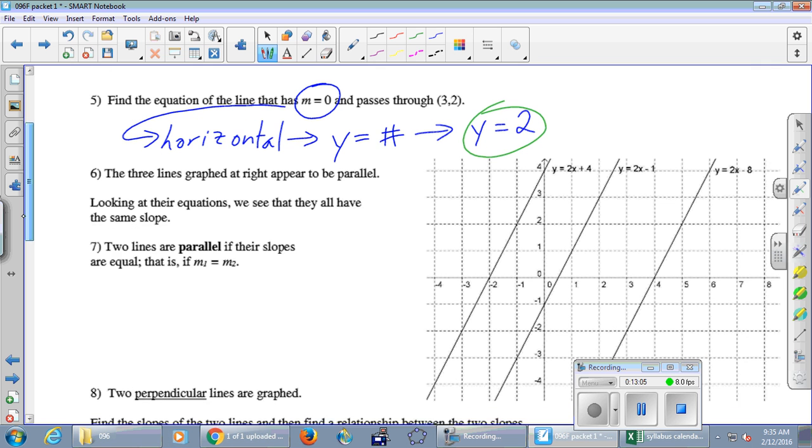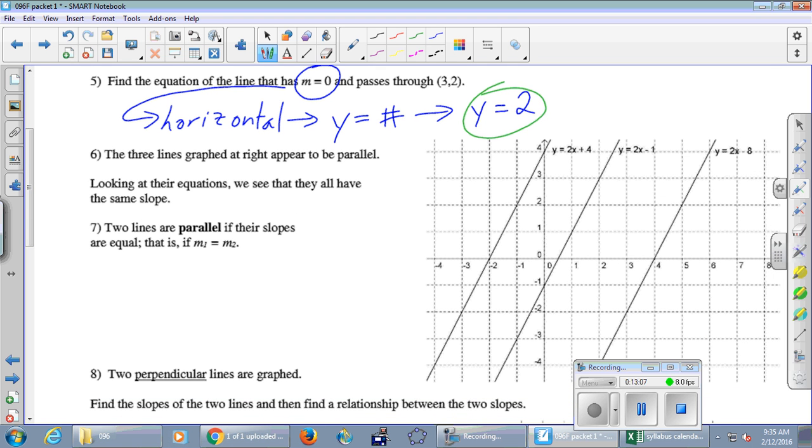Number 6. The 3 lines graphed at right, these 3 diagonal lines, appear to be parallel. What does parallel mean? That's going to be our conclusion. Thanks for spoiling it. What does parallel mean? They are the same distance apart, and they never touch each other. They stay a consistent distance apart, as opposed to intersecting lines. So it looks like those are parallel lines.